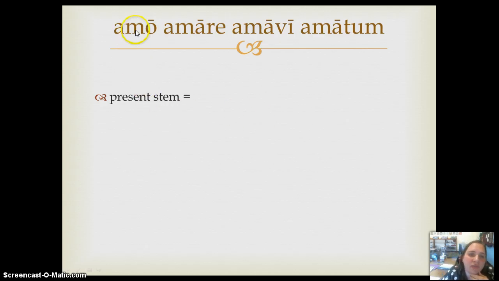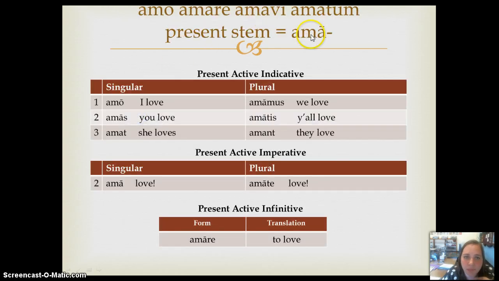So my paradigm verb for the first conjugation, and we can tell because it has the ARE in the second principal part, is amo, amare, amavi, amatum. So if we remove the RE from the second principal part, our present stem is ama, okay? The first person singular present active indicative is the first principal part, and then after that we need our present stem, ama, plus the personal endings, s, t, mus, tis, nt, right? So amo, amas, amat, amamus, amatis, amant, okay?